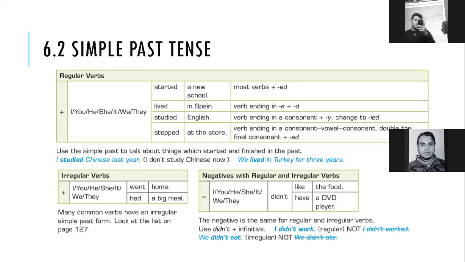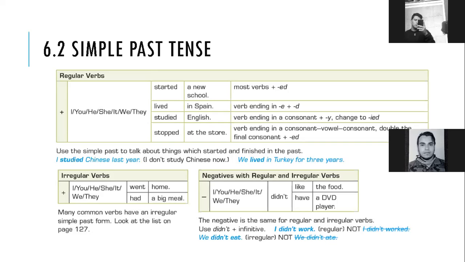Okay, use the simple past to talk about things which started and finished in the past. I studied Chinese last year. I don't study Chinese now. We lived in Turkey for 3 years. We don't live in Turkey anymore.